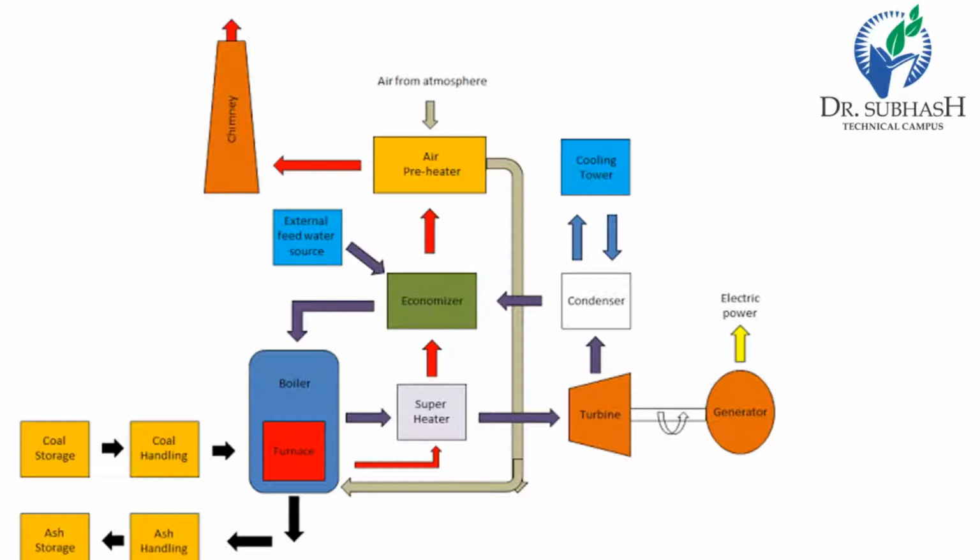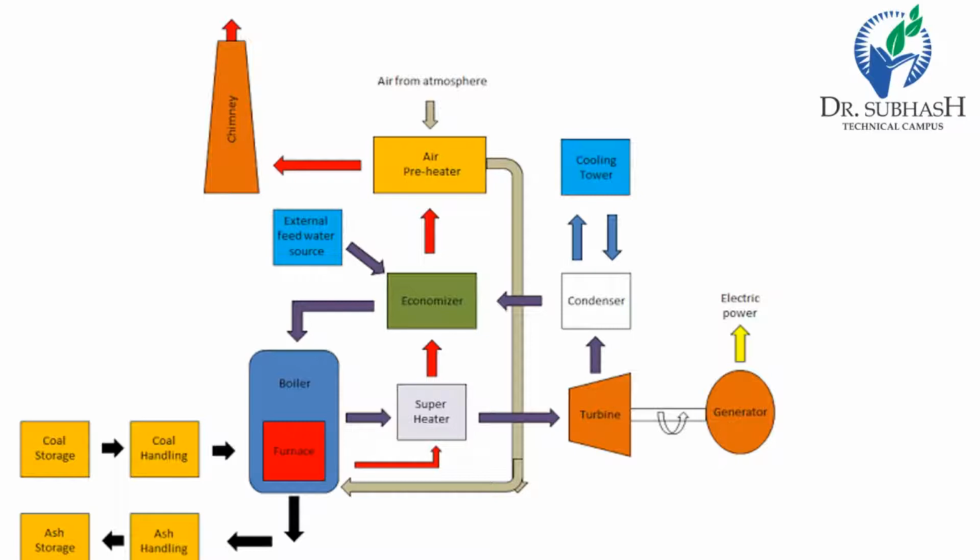This coal is fed into the boiler by a belt conveyor, and the coal is burned in the boiler, and ash produced after the complete combustion of coal is removed to the ash handling plant and then delivered to the ash storage plant for disposal.